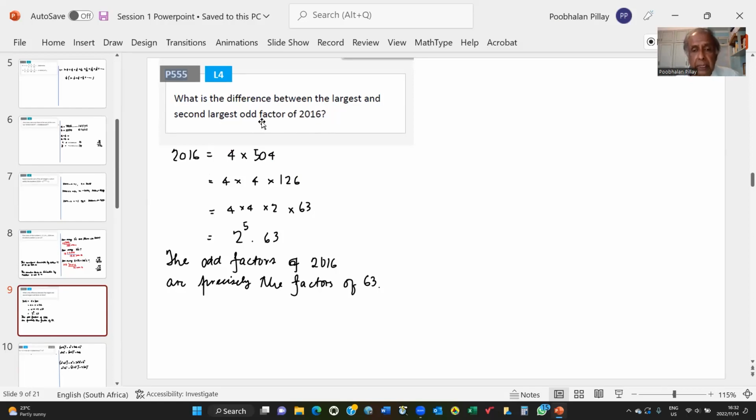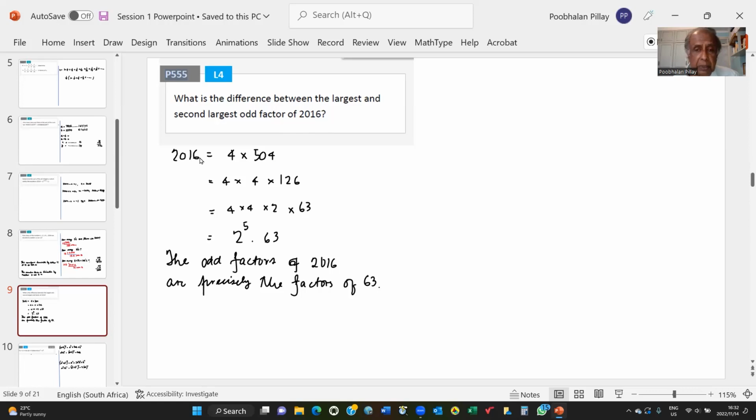And then you take the largest of those odd factors, right? And then you take the second largest of the odd factors. And the question is, what is their difference? So in other words, what you have to do is to find the odd factors of 2016. But to find the odd factors, you might as well find all the factors, right? And to do that, you'll have to factorize this.